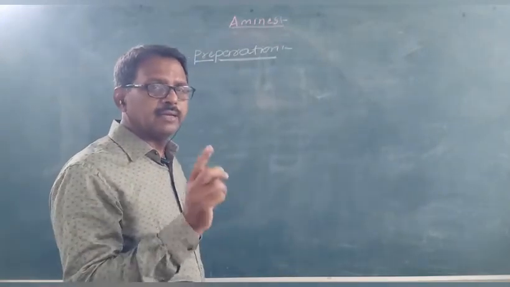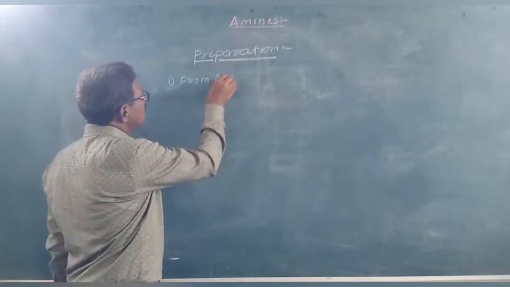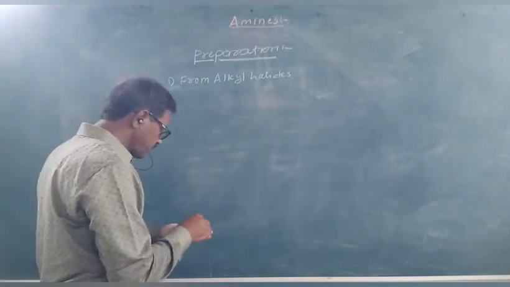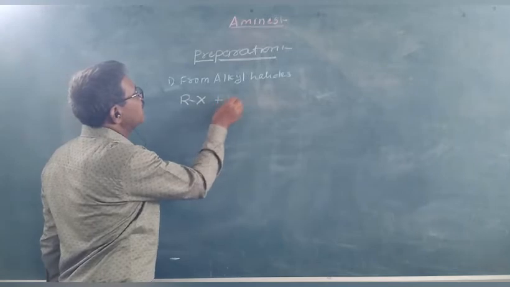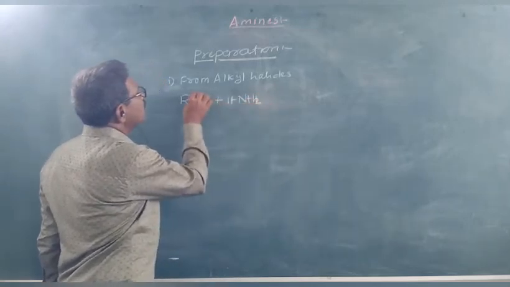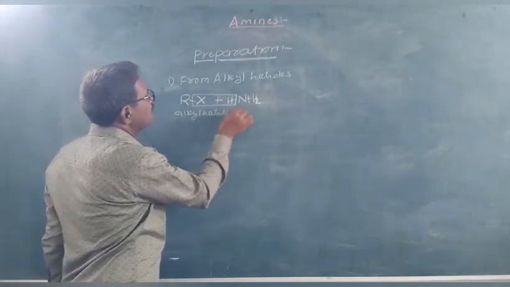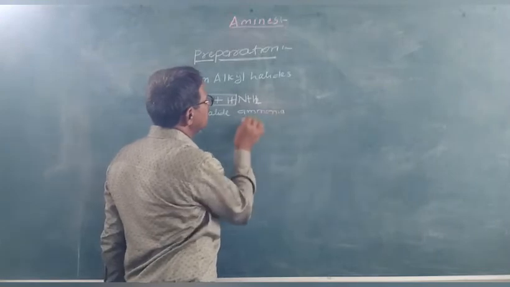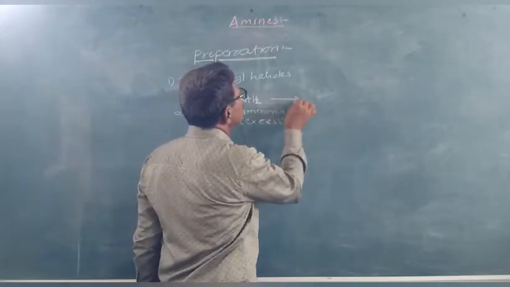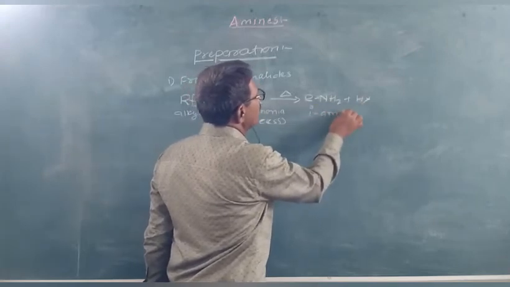I will repeat them once again. The first method is ammonolysis of alkyl halides. Here, when the alkyl halide is heated with ammonia, NH3, it is a nucleophilic substitution reaction. The ammonia should be in excess. Then it gives RNH2 plus HX. It is a primary amine.